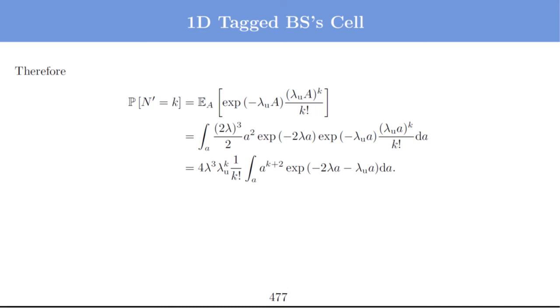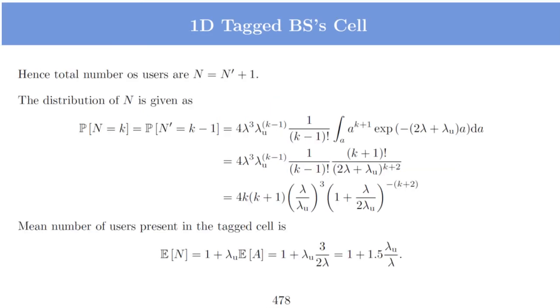Okay, so when we decondition with the distribution of A, we just integrate with respect to the distribution of A. That is simple with some manipulation. Then remember the total number of users is n, which is equal to n dash plus 1. So the probability that n is equal to k is the same as the probability that n dash is equal to k minus 1. From the result in the previous slide, we put the value here, and we manipulate, solve it, and finally we get a distribution of the following format.